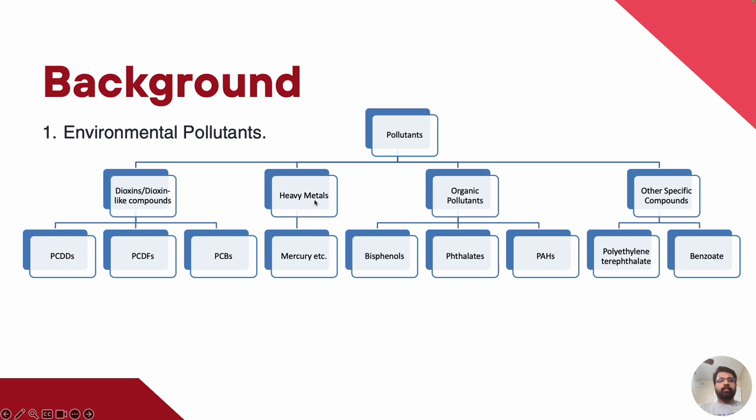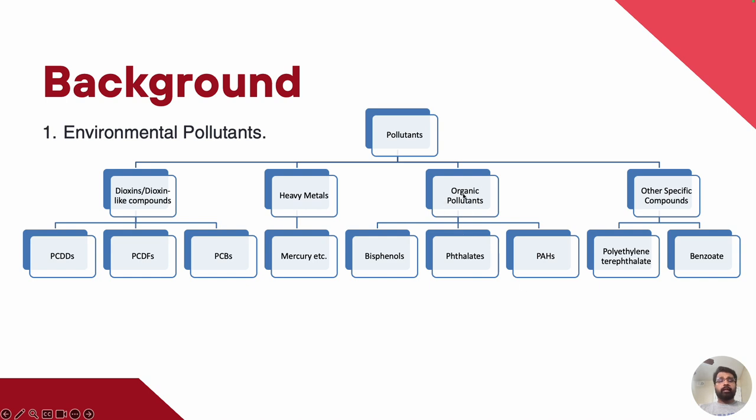Another thing that they studied was heavy metals. They studied more than 20 different types of heavy metals, so I just picked one here. I cannot put all 20 here, sorry. Mercury is one example. They studied antimony, cadmium, lead, arsenic, all those heavy metals.